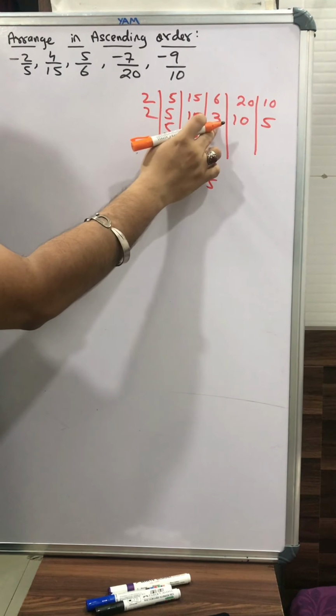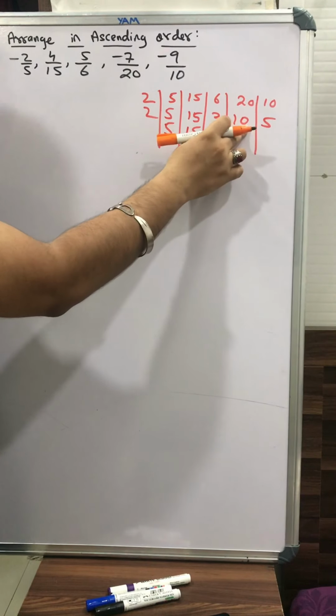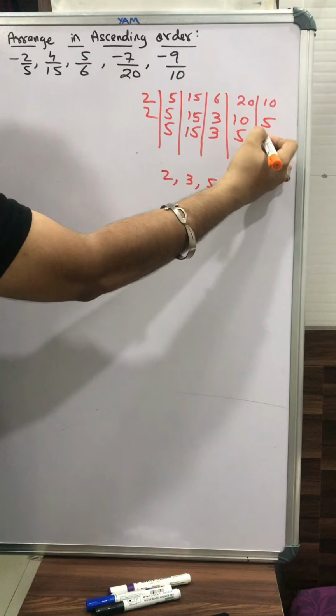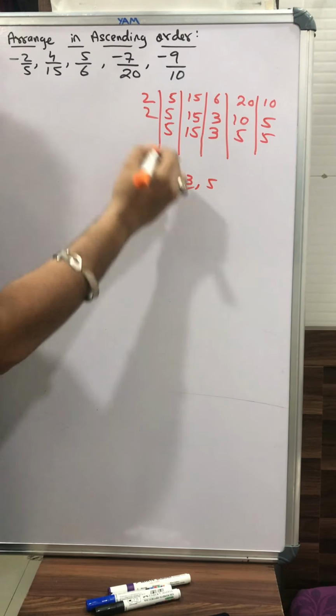Does 2 go in 3? No. So 3 will be copied as it is. Does 2 go in 10? Yes. So 2 5s are 10. Does 2 go in 5? No. So 5 will be copied. Now I am done with 2. Now I'll start with 3.